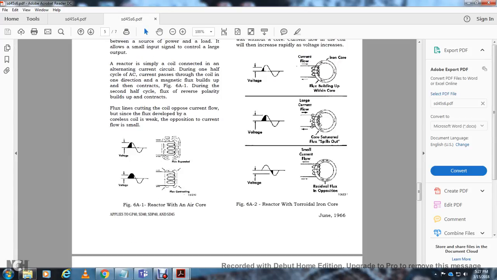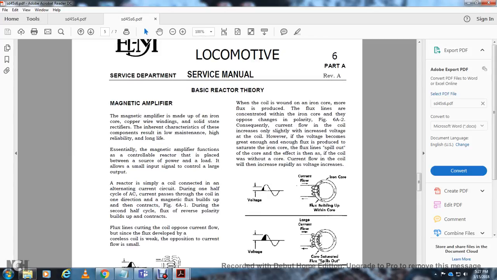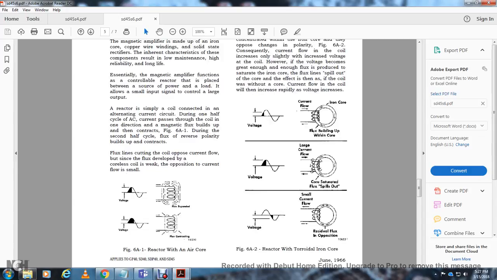Figure 6A shows the reactor with an air core. When the coil is wound around an iron core, more flux is produced, with the flux lines opposing the change of polarity, as in figure 6A. Consequently the current flow in the coil increases, with the increase of voltage at the coil. However, when the voltage becomes great enough, the flux saturates the iron core and the flux lines spill out of the core. The effect is the same as a coil without a core. The current flow in the coil will increase rapidly and the voltage increases.